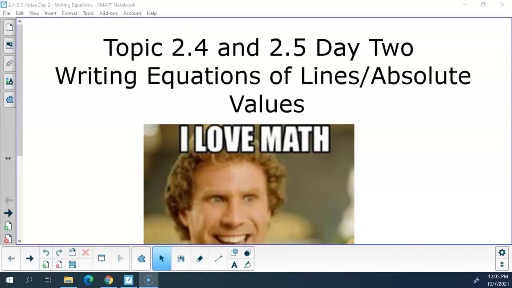So today I want to do one example from Monday to finish up Monday's notes, and we want to do a couple of examples from yesterday to finish up those. It's kind of a crazy combination of 2.4 and 2.5.